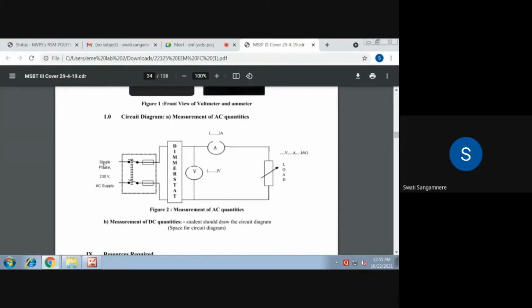Firstly, we give a single phase 230 volt AC supply to this circuit. Then we connect a dimmerstat, also called a variac or auto transformer, for the purpose of varying the voltage. This auto transformer has two terminals. This one is the phase terminal and this one is the neutral terminal. The phase terminal of this auto transformer is connected to the common terminal of this voltmeter. We use this voltmeter for measurement of AC voltage.